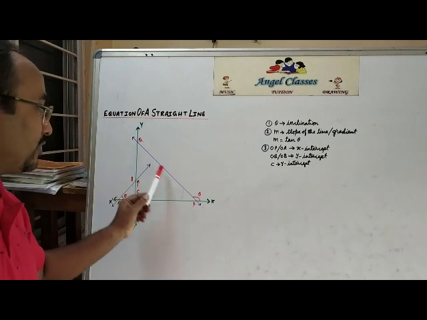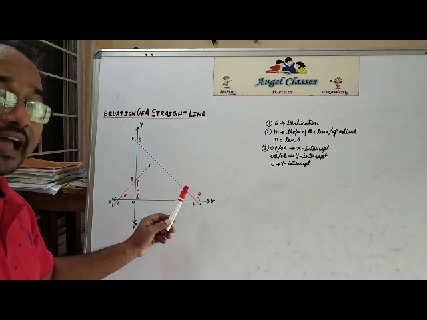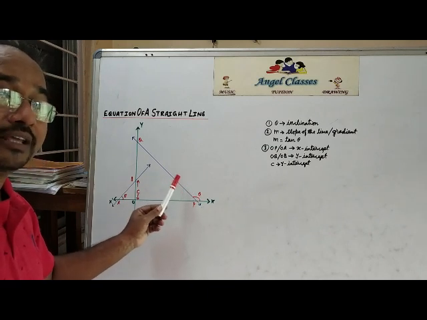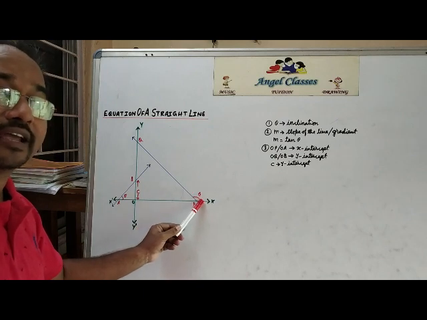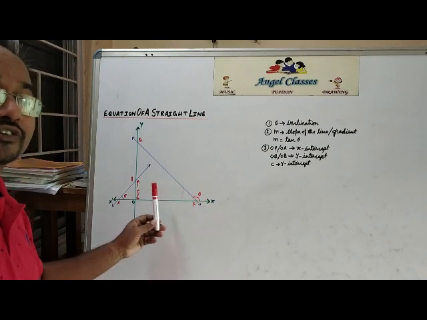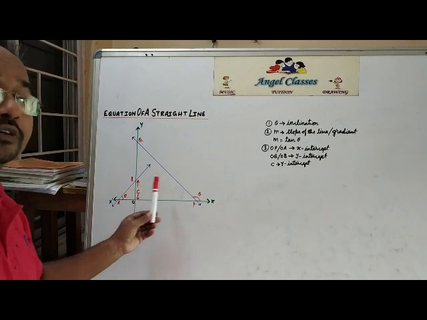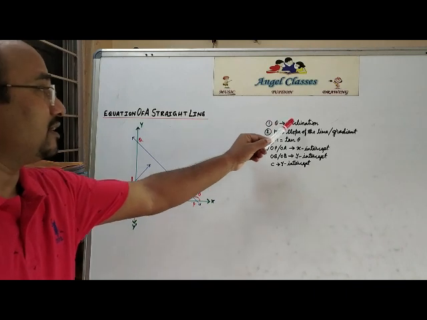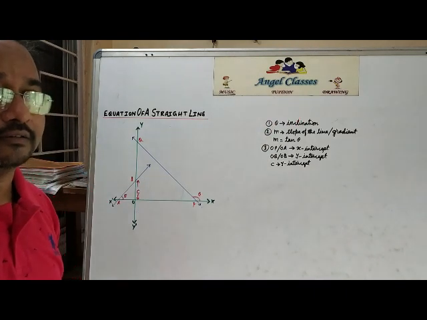Similarly, if I take a look at this line, then the angle theta will be marked as the angle between this line and the positive side of the x-axis. So I cannot take this angle. So in this case this theta is acute, but in this case it is obtuse. And this theta is called the inclination.